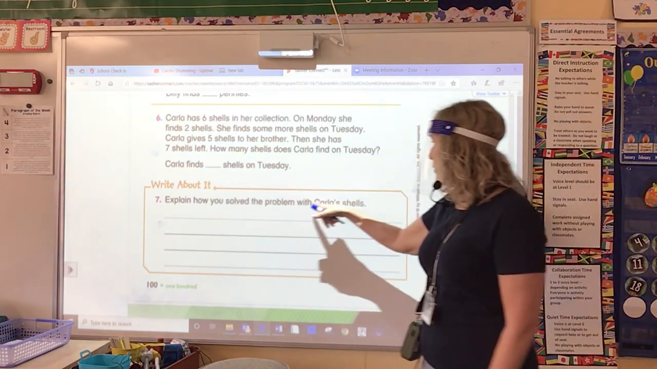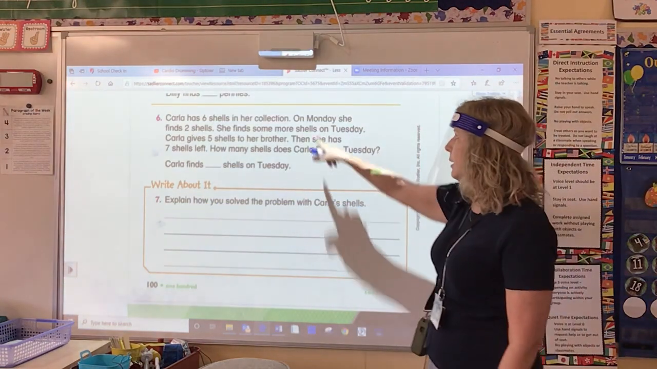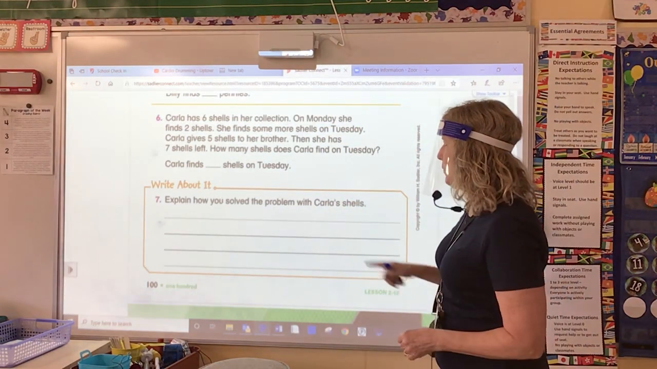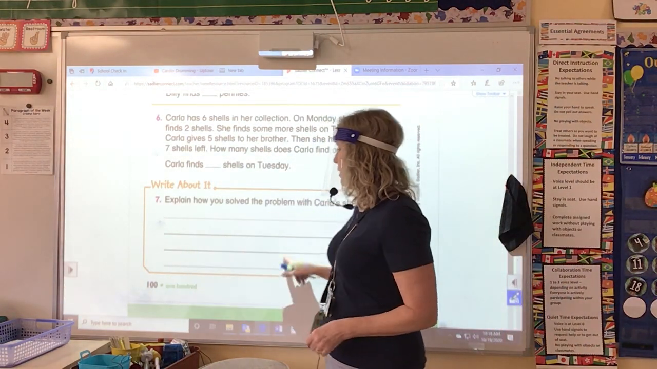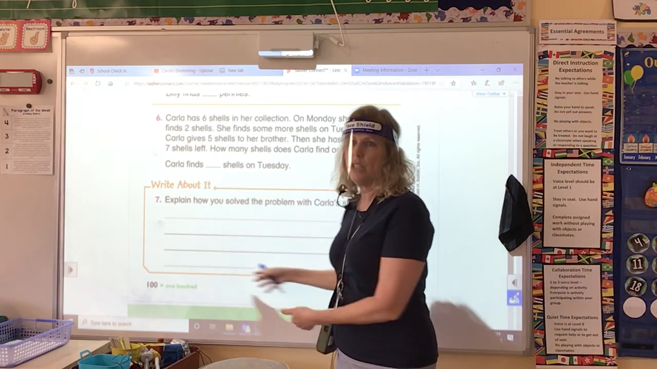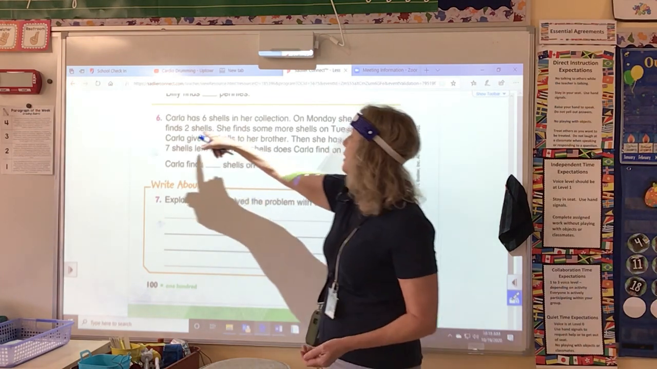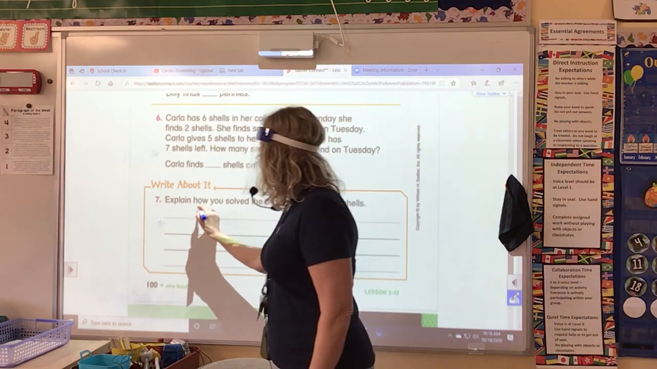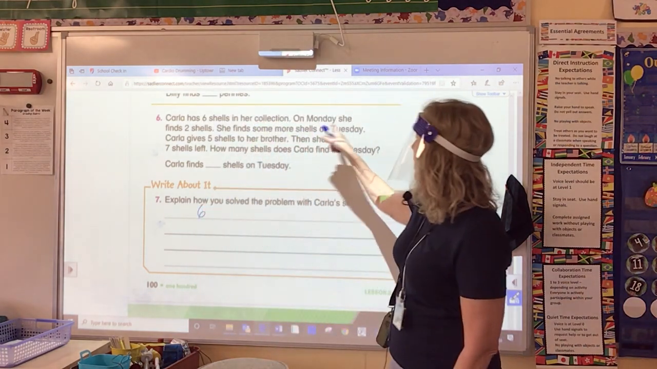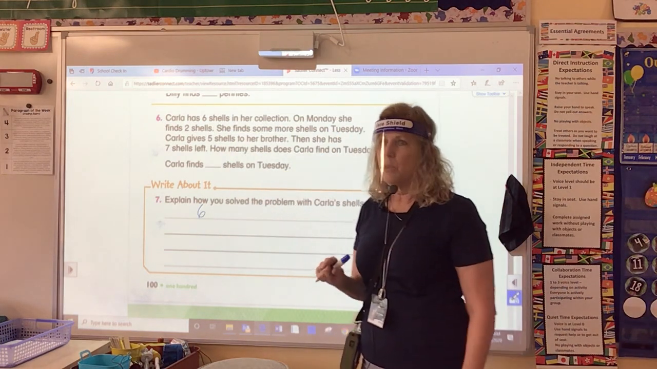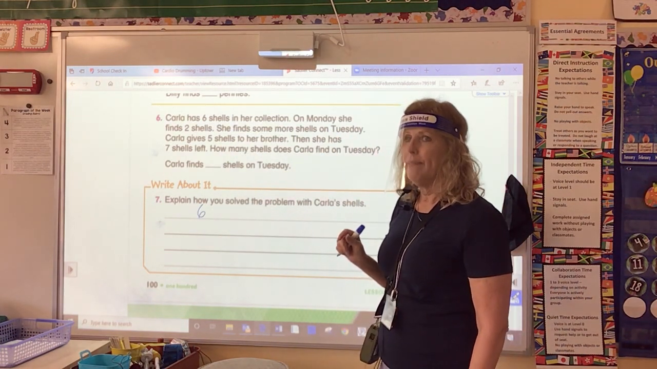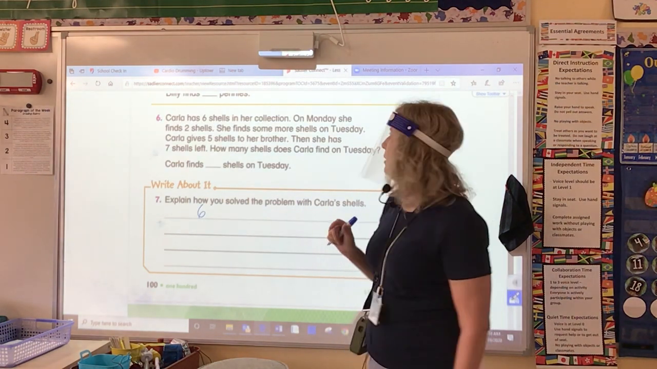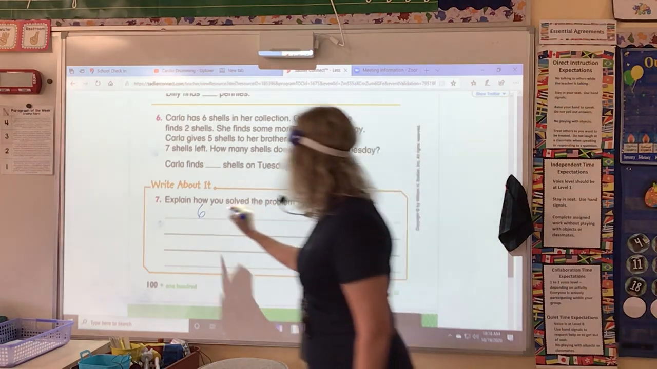Number 6, 7, explain how you solved the problem with Carla's shells. So we're gonna start with 6 first. We're gonna write the answers. We're gonna write our explanation down here, our equations as we're doing it. All right, so Carla has 6 shells in her collection. So I'm gonna start with the 6. On Monday, she finds 2 shells. What am I gonna do? Plus 2. Okay, so plus 2.